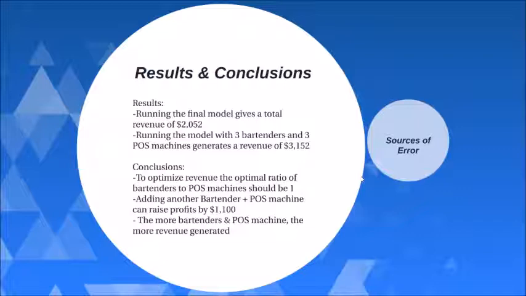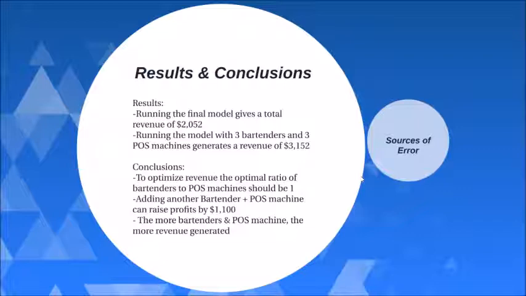After running the model with 3 bartenders and 3 POS machines, we found that the revenue is about $3,152, which is higher than the revenue calculated when we only had 2 bartenders. This result makes sense because adding another bartender and POS machine will allow the bartenders to make more drinks over the course of the night, earning more revenue for the bar.